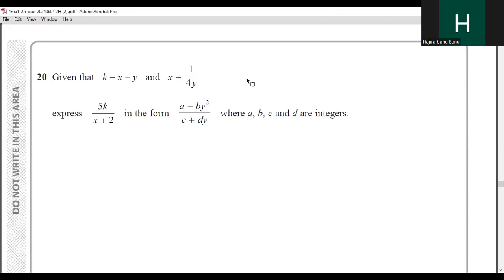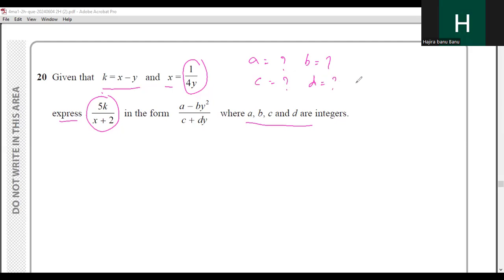Okay, so let's start this question. This is also a question from the same paper, May/June 2024. Here, k is given as x minus y and x is given as 1 by 4y. Then we're asked to express 5k divided by x plus 2 in the form a minus by squared over c plus dy, where a, b, c, and d are integers. So basically, we are supposed to find the values of a, b, c, and d.